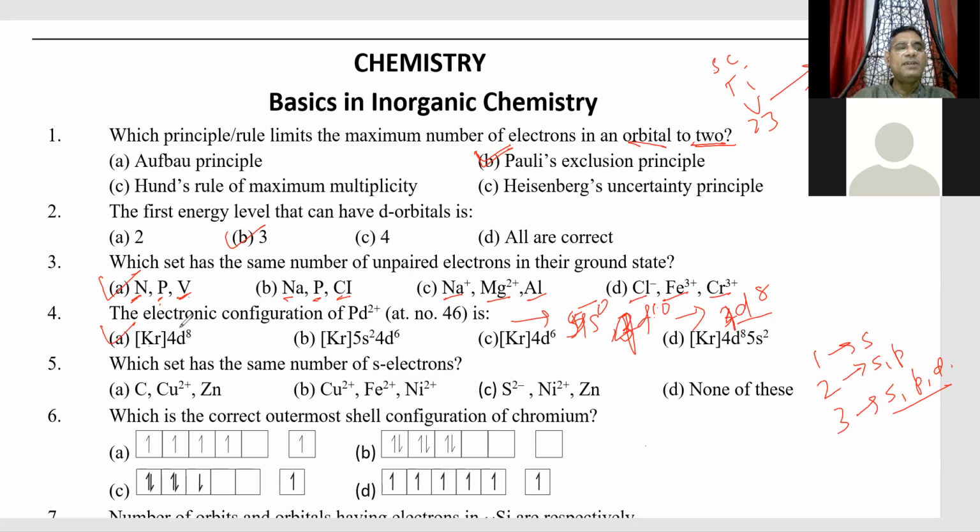36 plus 8 will be 44. Its atomic number is 46, and after losing 2 electrons from 5s, it will have 44 electrons. So this is 44, and the answer will be fourth. Question number 4, answer will be A. Now see question number 5. What will be the answer?